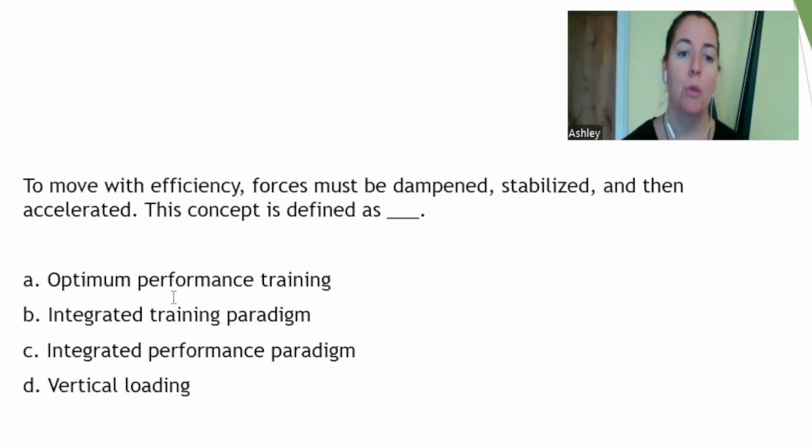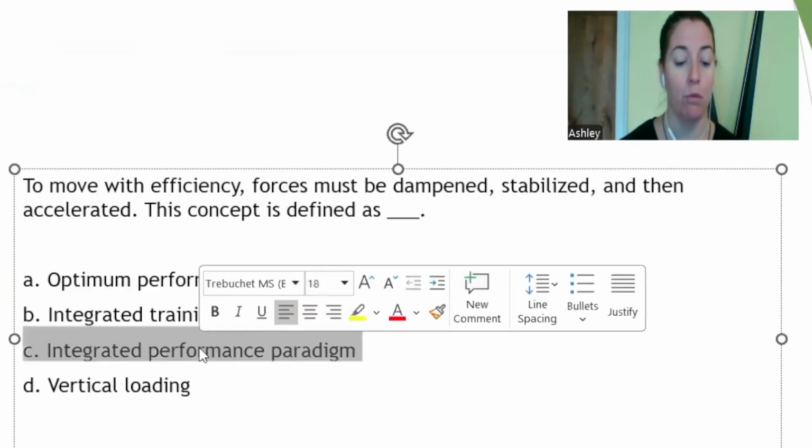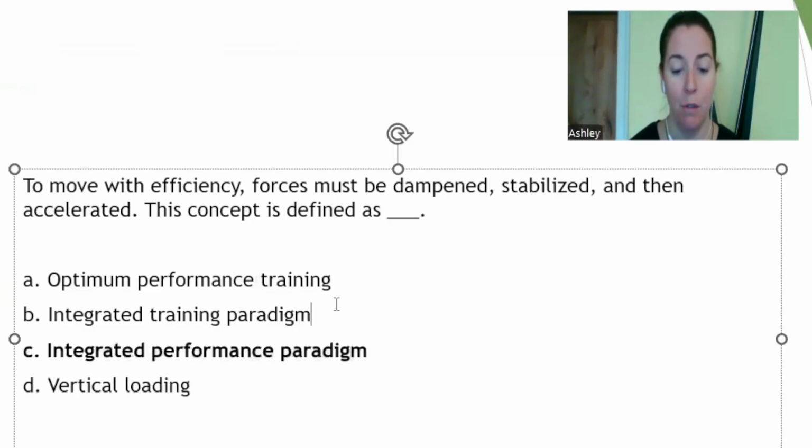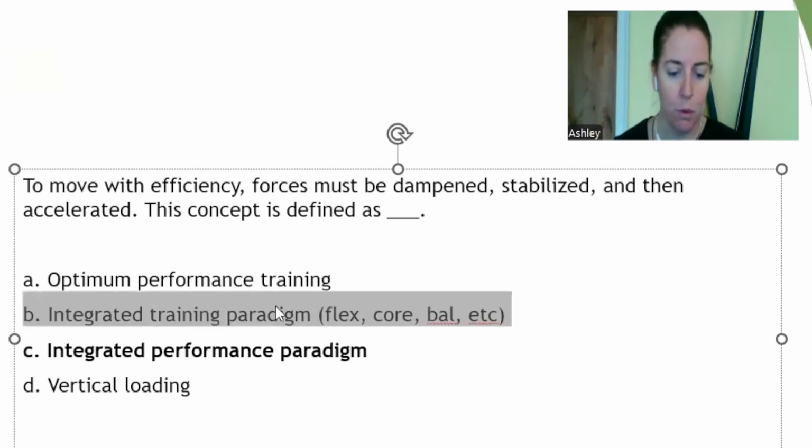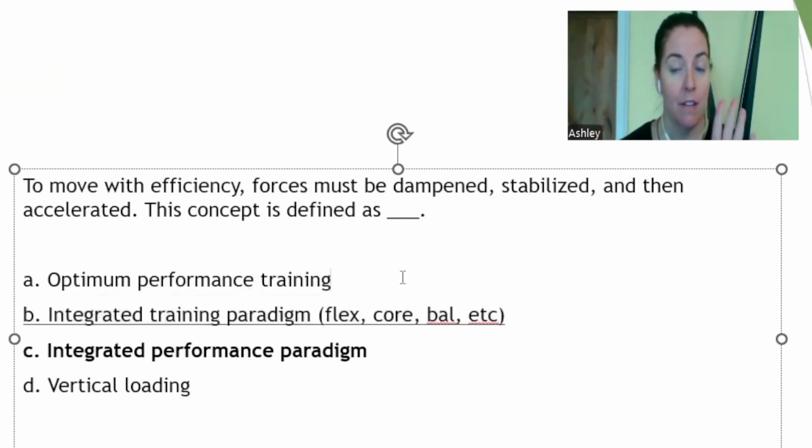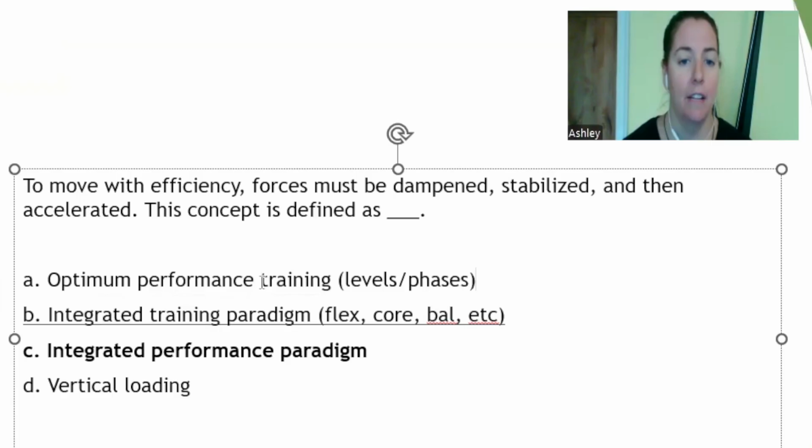To move with efficiency, forces must be dampened, stabilized, and then accelerated. This concept is defined as, so what is that the definition of? Remember, that is our integrated performance paradigm, not to be confused with the integrated training paradigm. That's going to be like flexibility, core, balance, etc. All of those things together. And the first one, the OPT model, is just the levels and phases, so it's not that either.